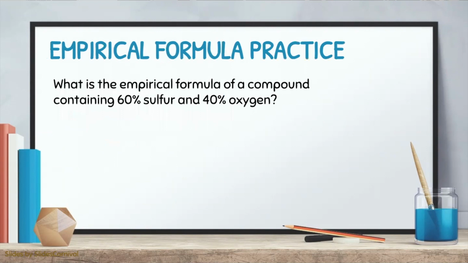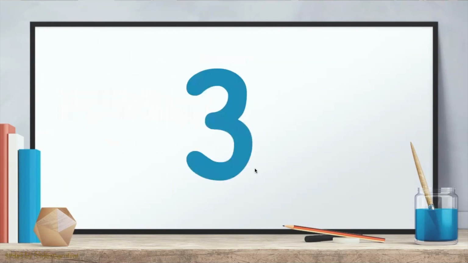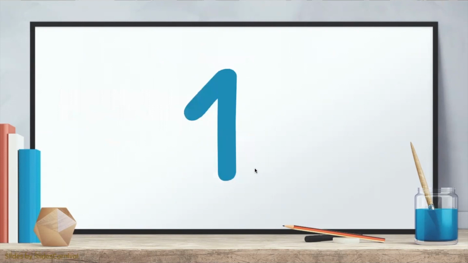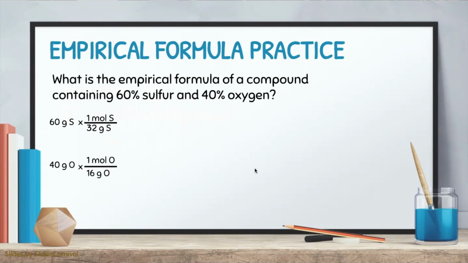Here's a practice problem. Pause the video and try it out for yourself. When I do these problems, I like to set them up simultaneously since you need both parts to finish the problem, but you don't have to do that. First, just assume that the percents can be converted straight to grams since they total to 100%, then change those grams to moles.